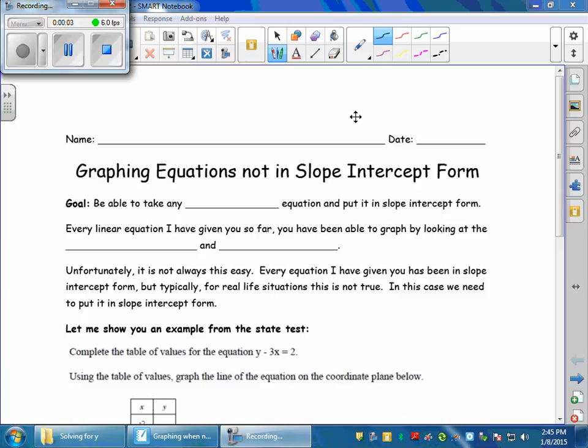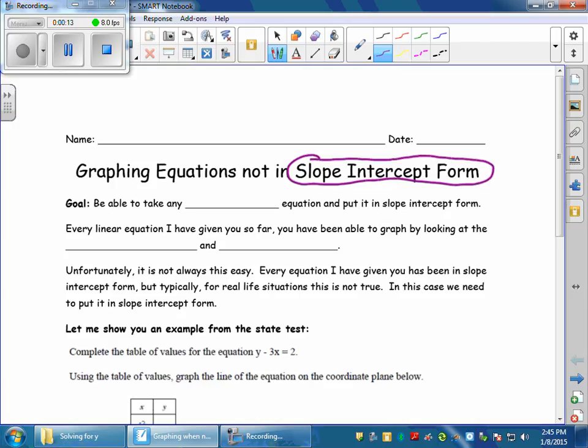Alright guys, so here's my lesson for graphing equations not in slope-intercept form. Now before we even get into it, slope-intercept form. Does anyone remember what this is? Just all in letters. Take a second, write it up here for me, and see if you can get it. Hopefully you put y is equal to mx plus b. So we want to graph things that are not like that today.